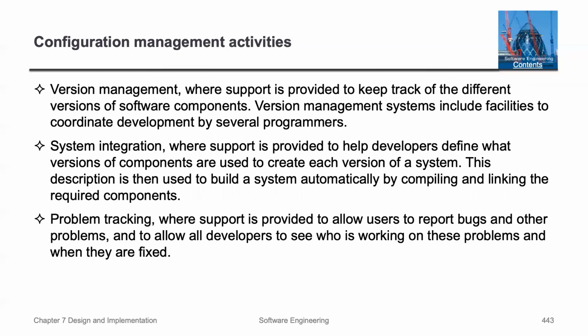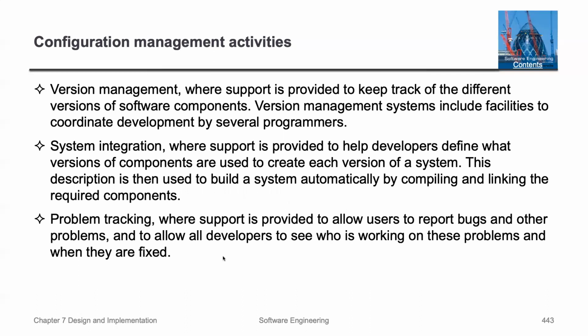For configuration management activity, there's version management, system integration, and problem tracking. Version management is where support is provided to keep track of the different versions of software components. Version management systems include facilities to coordinate development by several programmers. System integration is where support is provided to help developers define what version of the components are used to create each version of a system. This description is then used to build a system automatically by compiling and linking the required components.